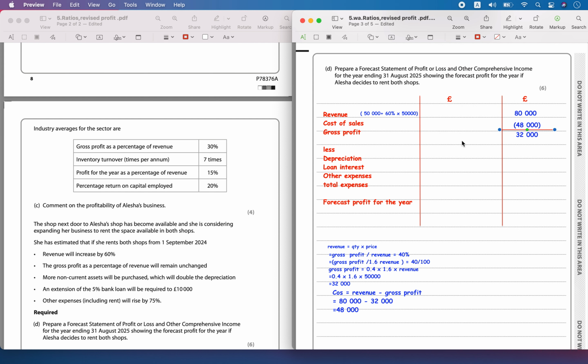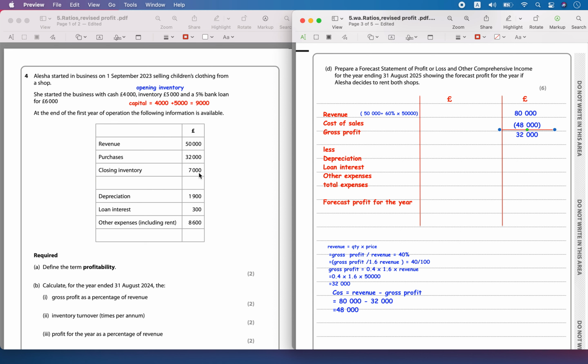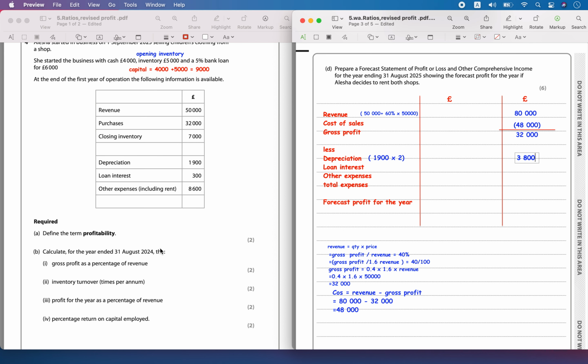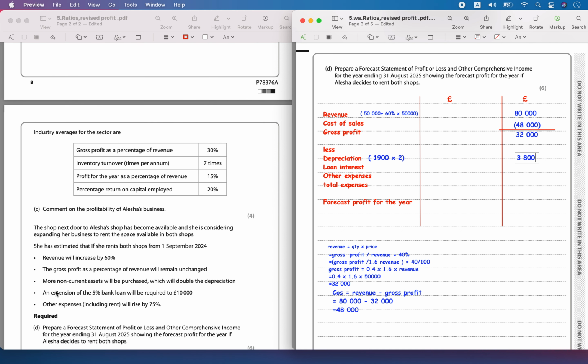Now we had to do the expenses. More non-current assets will be purchased which will double the depreciation. So initially the depreciation expense was 1900. So 1900 times 2. The depreciation expense is going to increase by 2 times, so it is going to double. That is 3800. Next we have the loan interest.